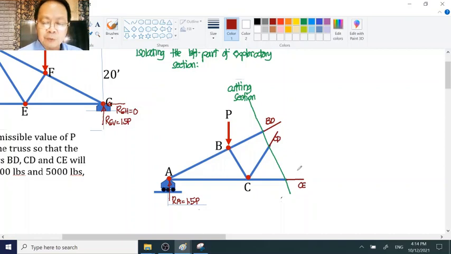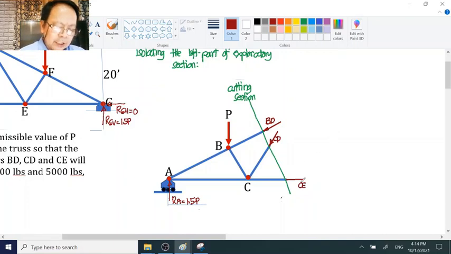Dahil hindi natin alam kung ano yung kanilang direction, ang gagawin na lamang natin dito ay mag-assume ng kanyang direction. At malalaman naman natin kung yung ating assumption ay tama base doon sa kalalabasang sign ng result. Kaya kung mag-assign tayo nitong BD na in the form of a compression, halimbawa sabihin natin, ito ay compression, dapat yung kanyang force ay mag-a-act towards the section. Okay? Kung halimbawa naman itong CD, in-assume din natin na compression, therefore, ang kanyang force dapat ay mag-a-act towards the section also.